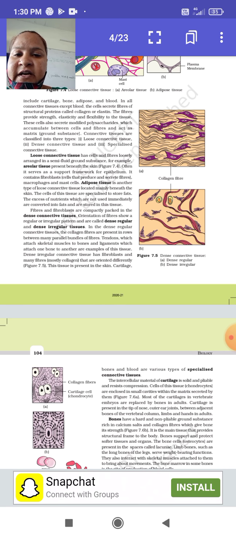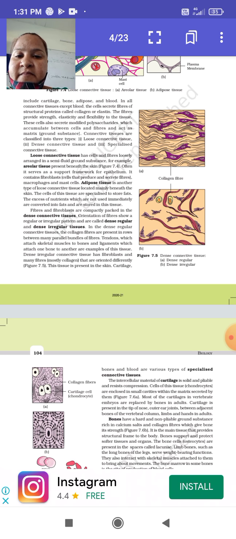In dense regular connective tissue, collagen fibers are present in rows between many parallel bundles of fibers. इसके examples हैं tendons और ligaments. What the tendon is doing? Tendon is connecting skeletal muscle to bone, मतलब muscle को bone से connect करने का काम कर रहा है tendon, और ligament क्या काम कर रहा है, bone to bone को connect कर रहा है, ठीक है ना.